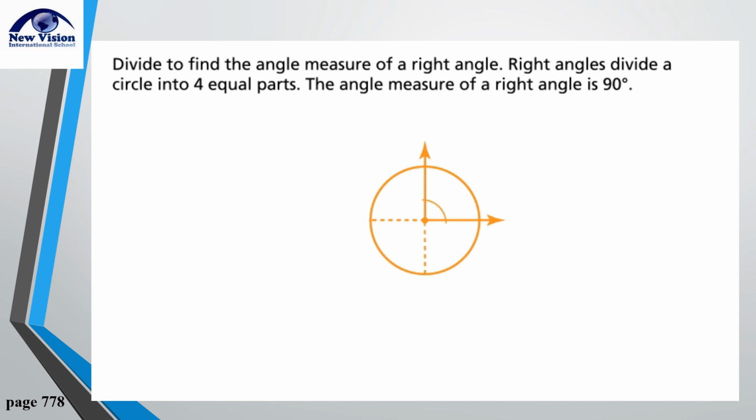Divide to find the angle measure of a right angle. Right angles divide a circle into 4 equal parts. The angle measure of a right angle is 90 degrees.